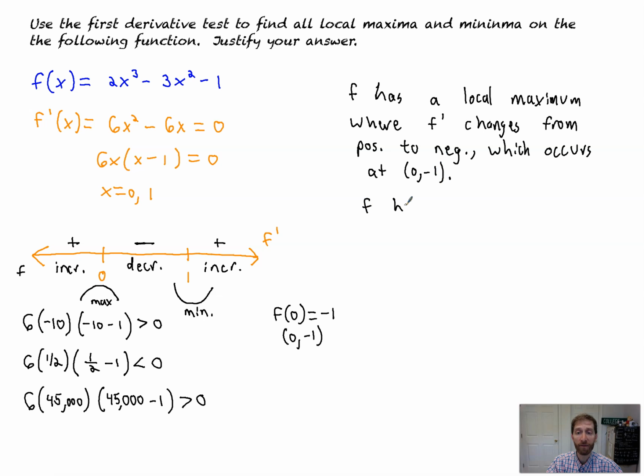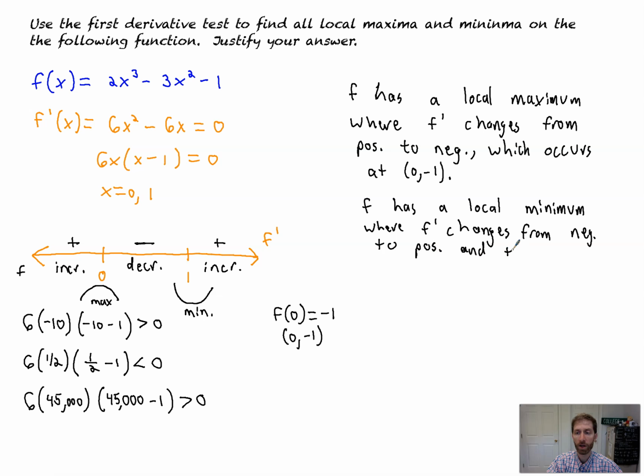And then the same way, we could say f has a local minimum at, where f prime changes from negative to positive. This is being very formal. Changes from negative to positive, and this occurs at, and now we need the point. So the minimum is where f went from decreasing to increasing, or f prime went from negative to positive. So we need that at 1.